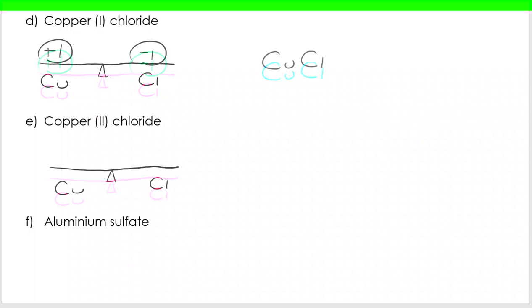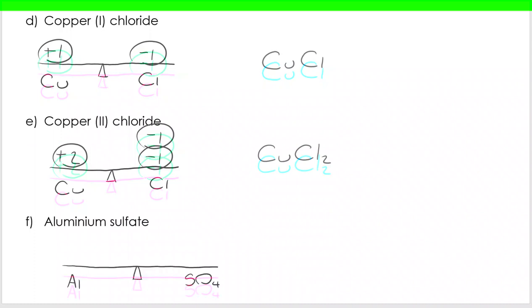But if I do copper(II) chloride and I draw out my seesaw identical to above, but this time my copper is +2 and my chloride is -1, I need another chloride to balance that seesaw. So I've got 1 copper, 2 chlorides. Formula of copper(II) chloride is CuCl2.